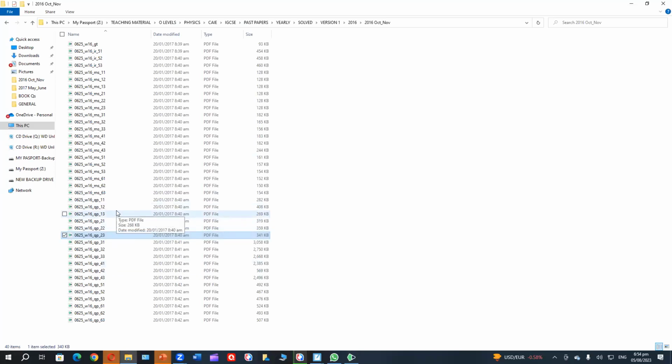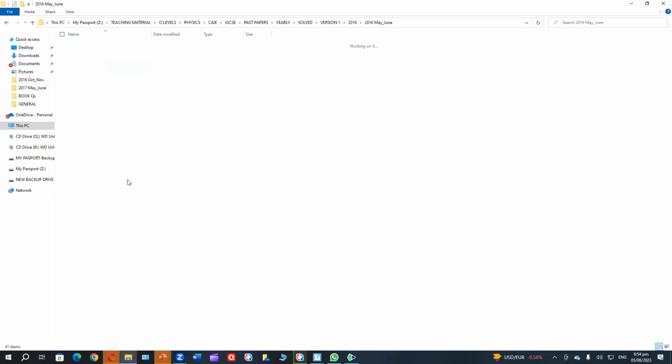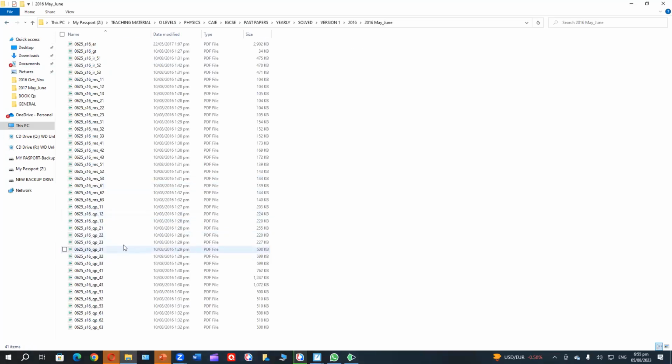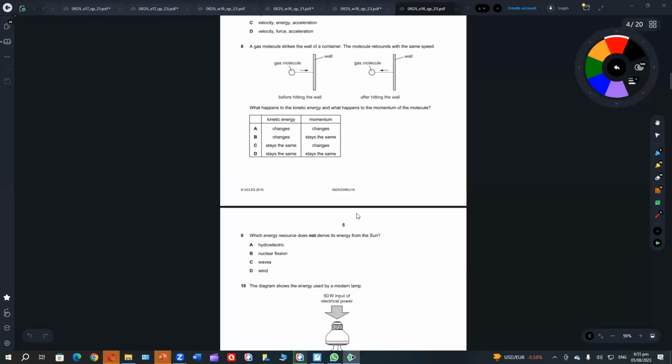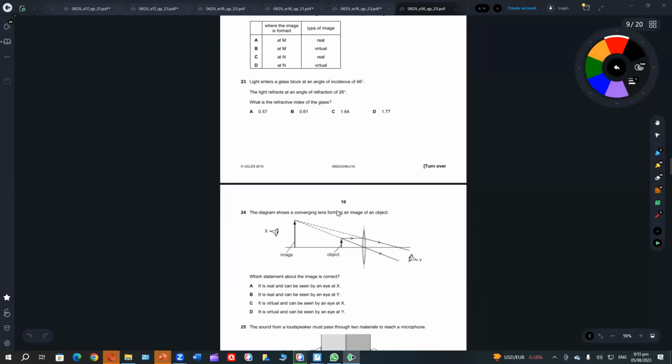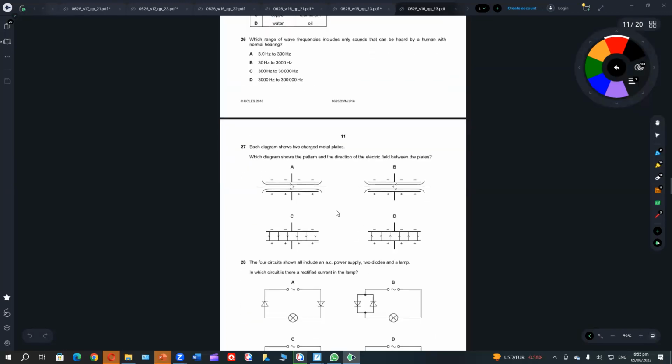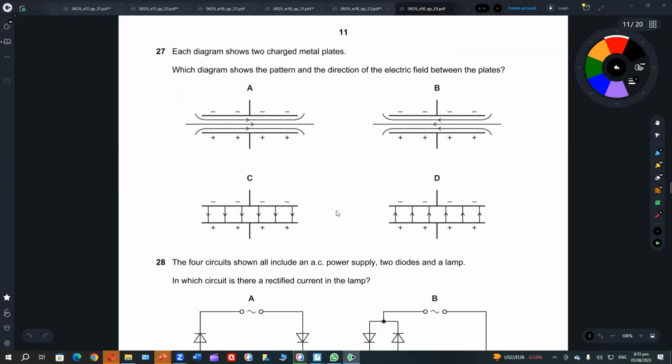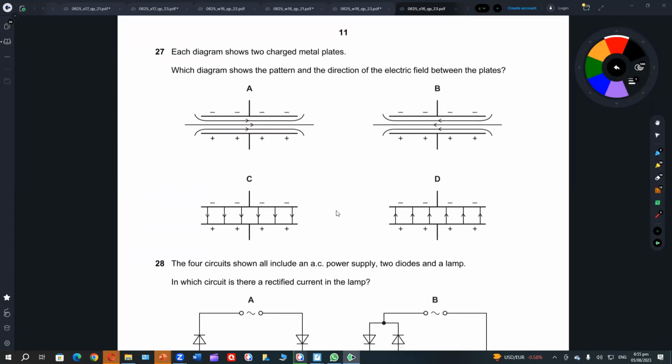May, June 2016, paper 23, question 27. Each diagram shows two charged metal plates. Which diagram shows the pattern and direction? The electric field is always from positive to negative. The E field is always plus to minus.